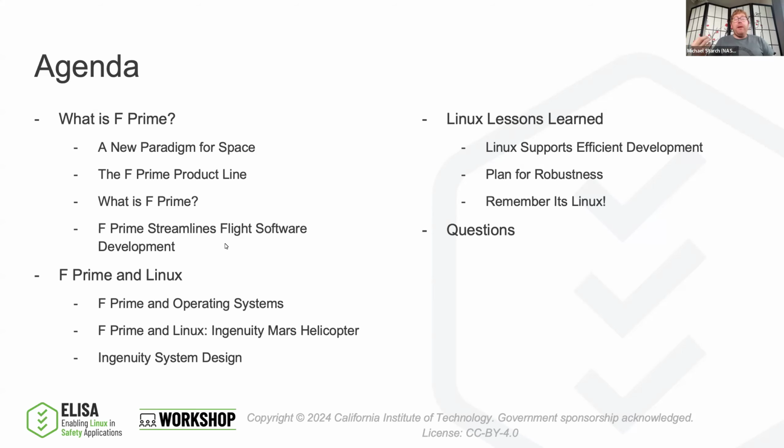Then we're going to talk a little bit about F Prime and Linux. That is where F Prime and Linux have been paired for exactly what this workshop is about: space applications, safety applications. So we'll talk about the Ingenuity Mars helicopter, how it used Linux, and then to benefit everybody in the room, we have some lessons learned that we've pulled off the Ingenuity project, so that you can go away with some thoughts on how Linux was used in space and some of the lessons we learned from that activity. And then, time permitting, we will have questions.